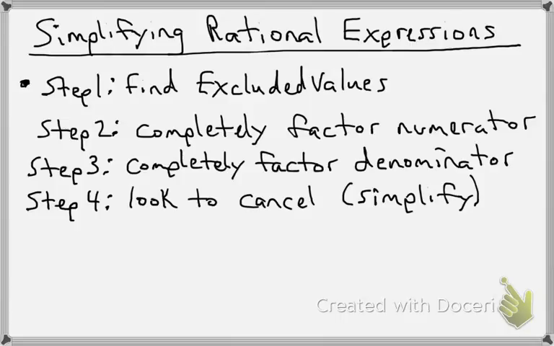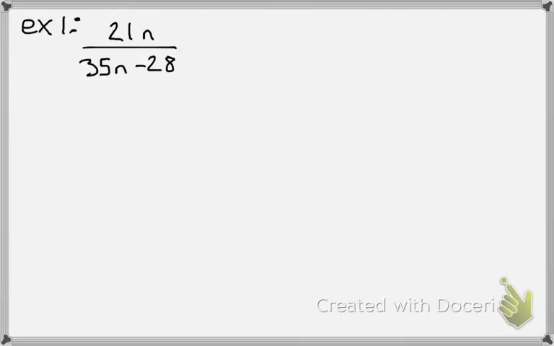Then step 2, go ahead and completely factor out your numerator. Write that down. Step 3, completely factor out your denominator. Write that down. Then step 4, you're going to look to cancel, or in other words, now you're ready to actually simplify. So let's take a look at an example to see how those steps actually work in practice.